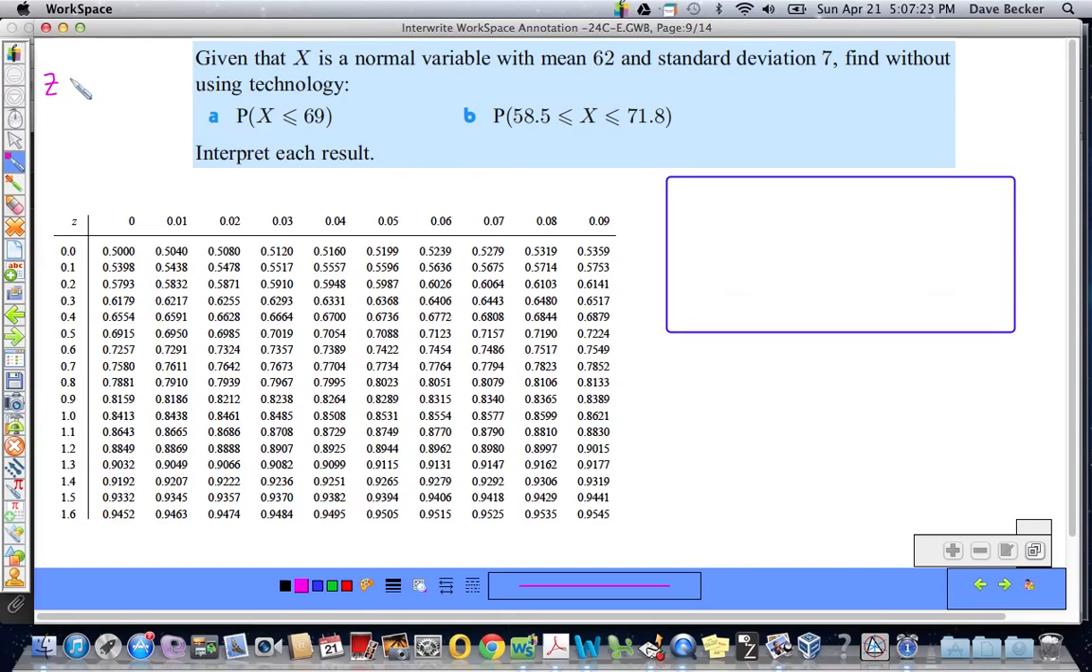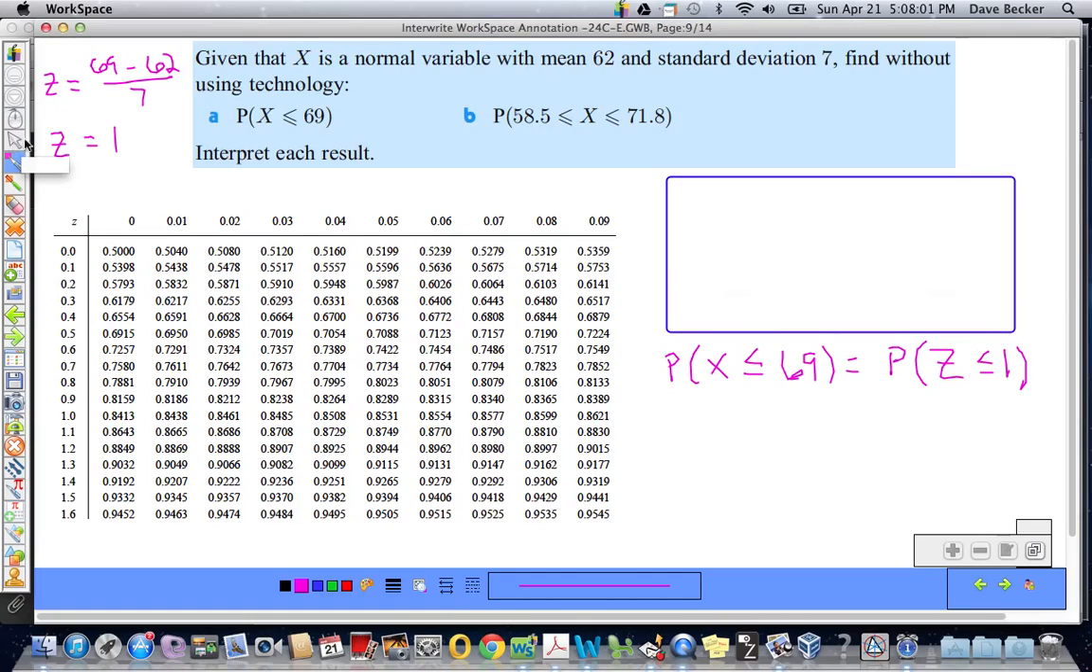Z, using your formula sheet, to standardize a random variable, would be 69, the data itself, minus the mean, 62, over the standard deviation, 7. So z would be equal to 1. Okay? So the probability that x is less than or equal to 69 is equivalent to the probability that 69 standardized for this set of data, z, is less than or equal to 1.